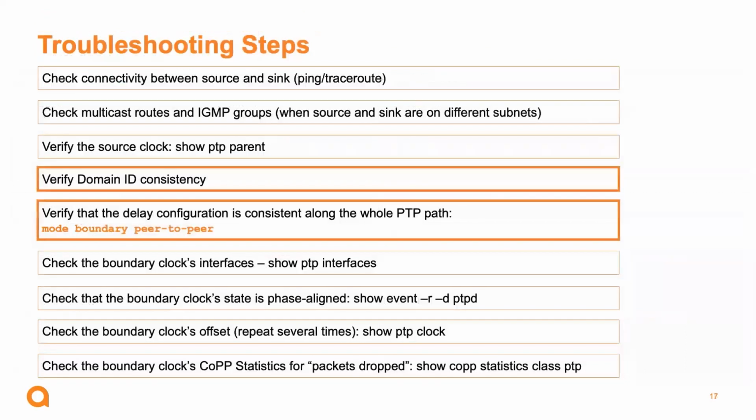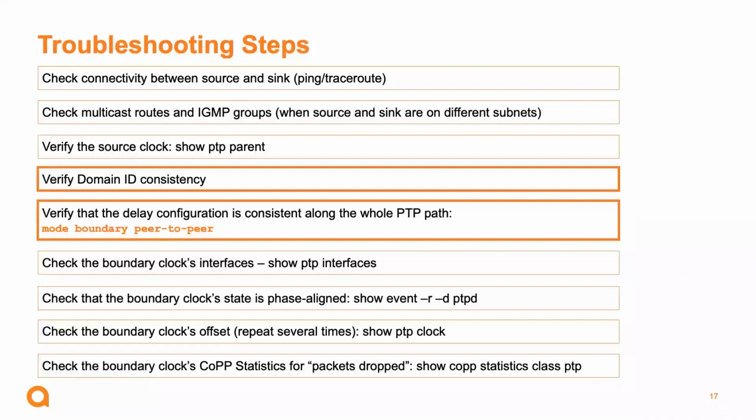Now, some troubleshooting. These steps are almost the same that we used in the past with end-to-end. The only important additional step here is to make sure that we have a consistent deployment of the delay mechanism, that we have either peer-to-peer on every step, or end-to-end on every step.